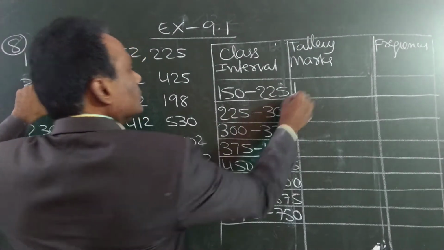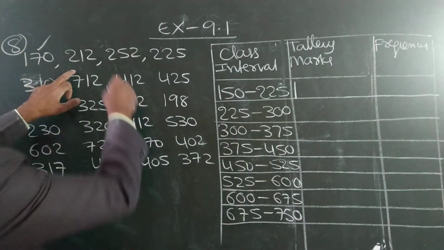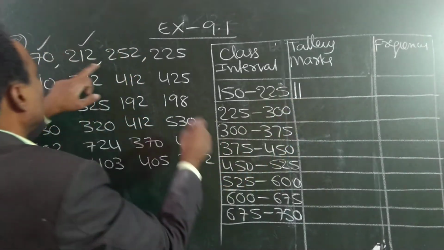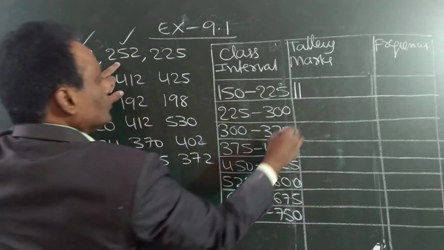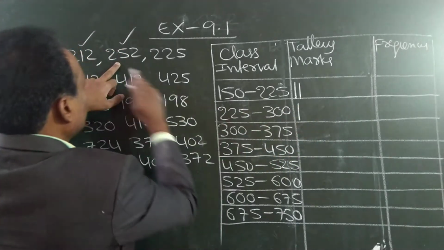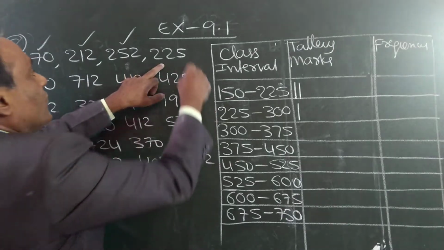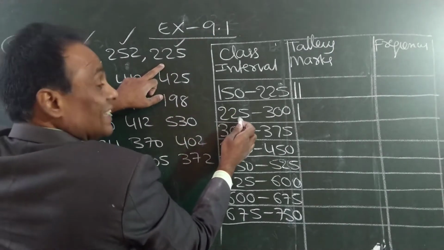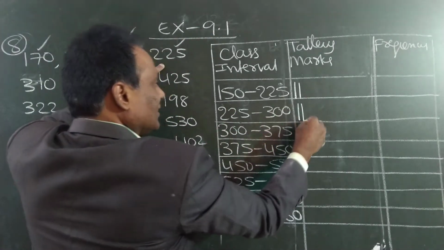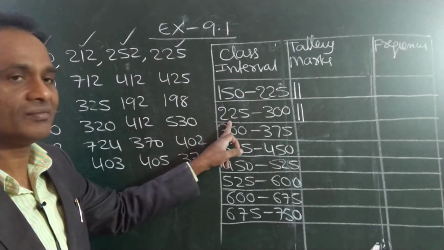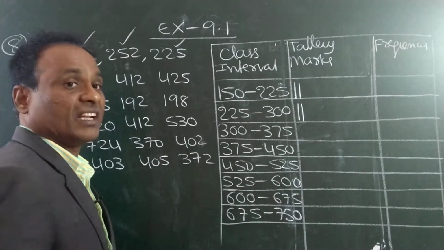Now 170, 212, 212 here only. 252, 252 will lie here in the 225 to 300 range. 225 is here, not here. I have given one sentence also.